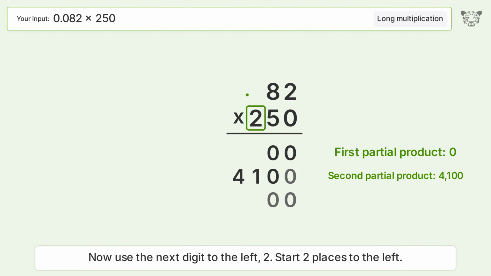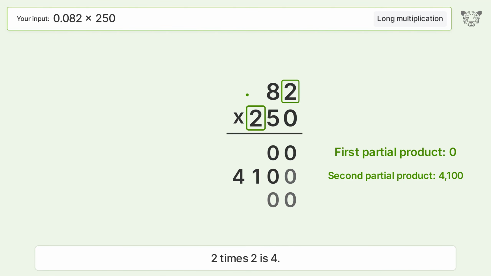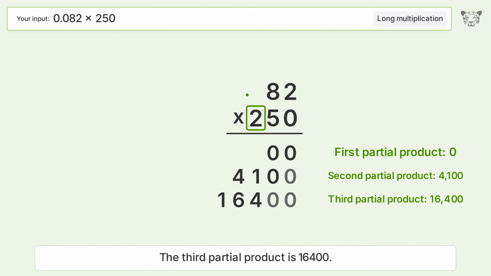Now use the next digit to the left, 2. Start two places to the left. 2 times 2 is 4. 2 times 8 is 16. The third partial product is 16,400.